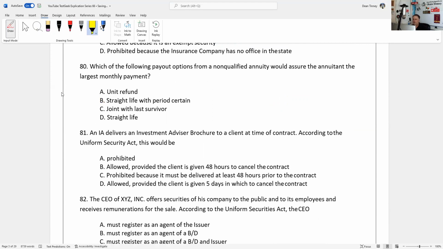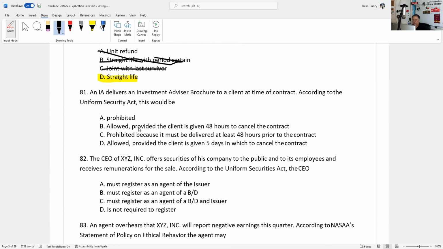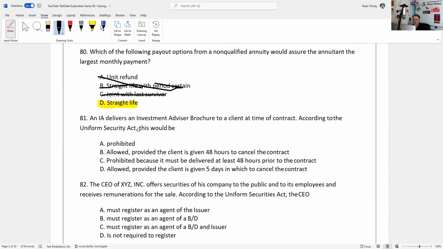Which of the following payouts from a non-qualified annuity, so that means after-tax money, would assure the annuitant the largest monthly payment? That is very much a test question. And the answer is D. That is very much a test question. And I would definitely make that a poor man's flashcard. I'm sorry, I can't draw a very straight line there, but very much a poor man's flashcard. Your life and your life only.